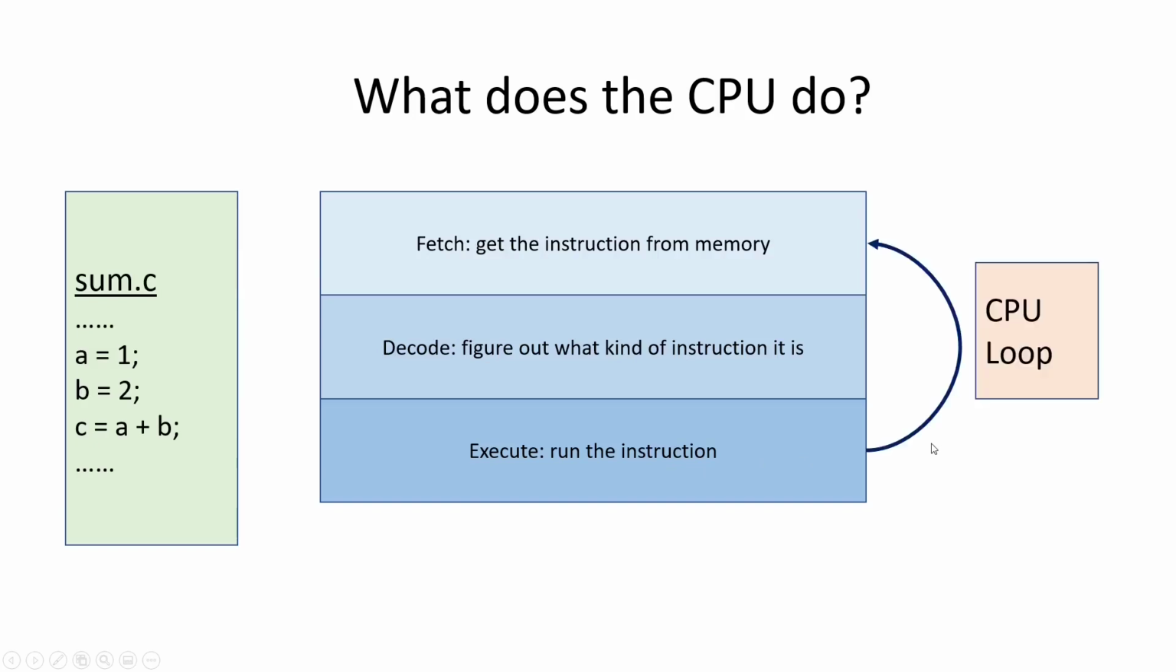All right, and this is going to be just repeated in a loop endlessly. So as soon as it's done doing the first instruction, and as soon as it's done executing, it's going to go back and fetch the next instruction. It's going to figure out what it's supposed to do by decoding it. It's going to execute that instruction and then go back and get another instruction. It just does this forever.